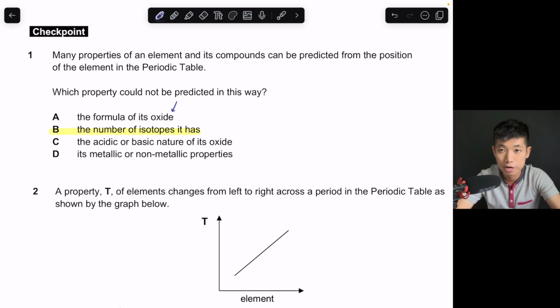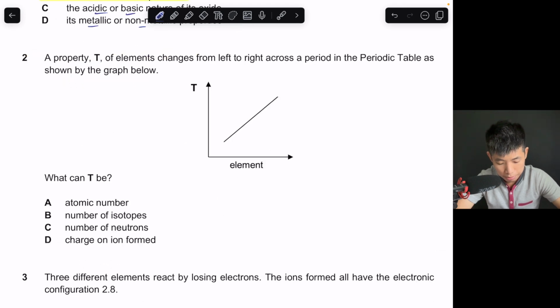The formula I can tell based on the number of electrons that will be gained, lost, or shared based on the number of valence electrons they have. Acidic or basic nature we can tell because from the left we have your metals, then non-metals. So it goes from basic to amphoteric to acidic. Okay, so likewise, D also can. Question number 2, the correct answer is A. As you go across in the same period, the atomic number increases.